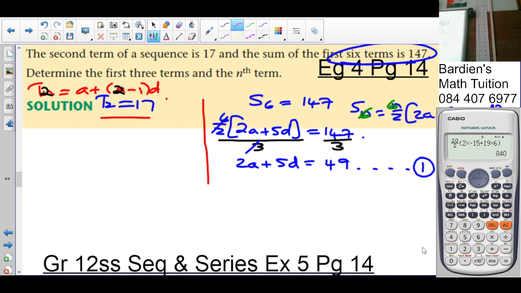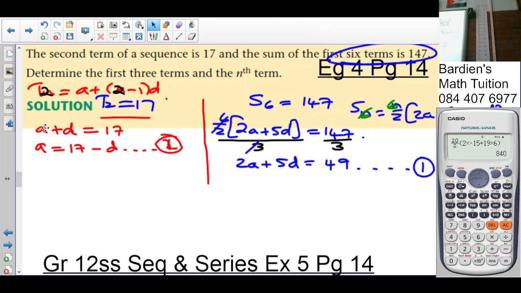So we got a, which we don't know, it's unknown to us. So it's going to be a plus 2 minus 1 is 1, d is equal to 17. So I'm going to make either a or d the subject of the formula. So a is equal to 17 minus d, and this is equation 2. So what do I do from here? I substitute equation 2 into equation 1.